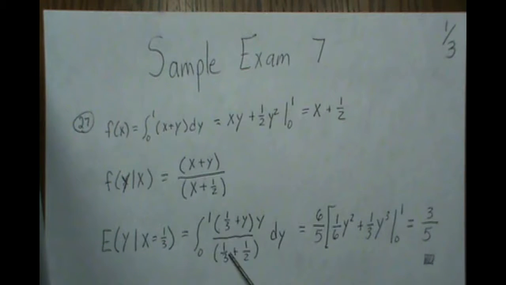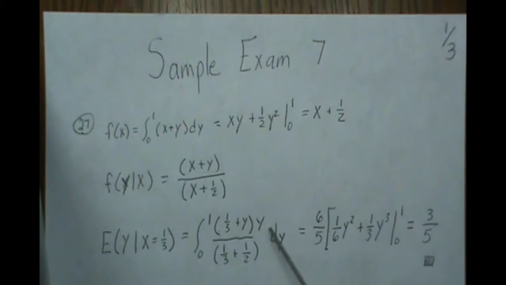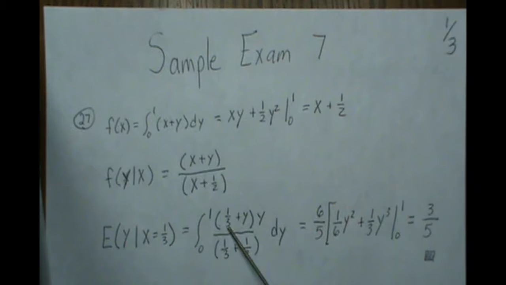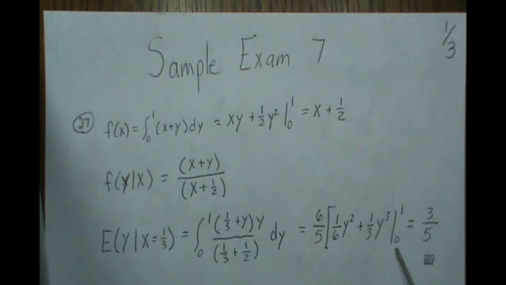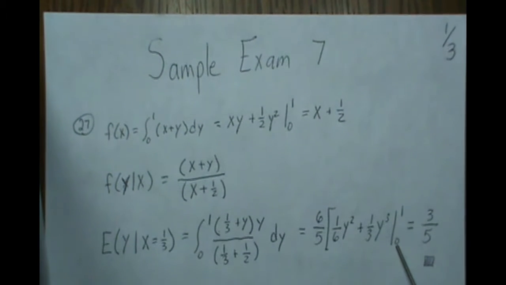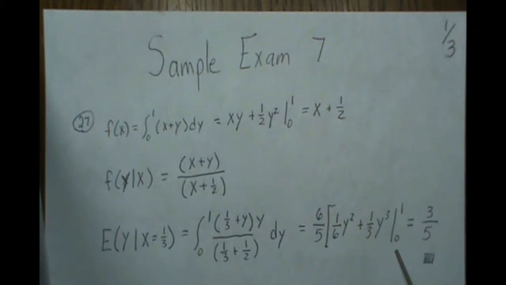Then this is a constant, so it can be taken out. And then the y is multiplied in. And then when you take the antiderivative, you get this. We need to evaluate it from 0 to 1, and you get 3/5.